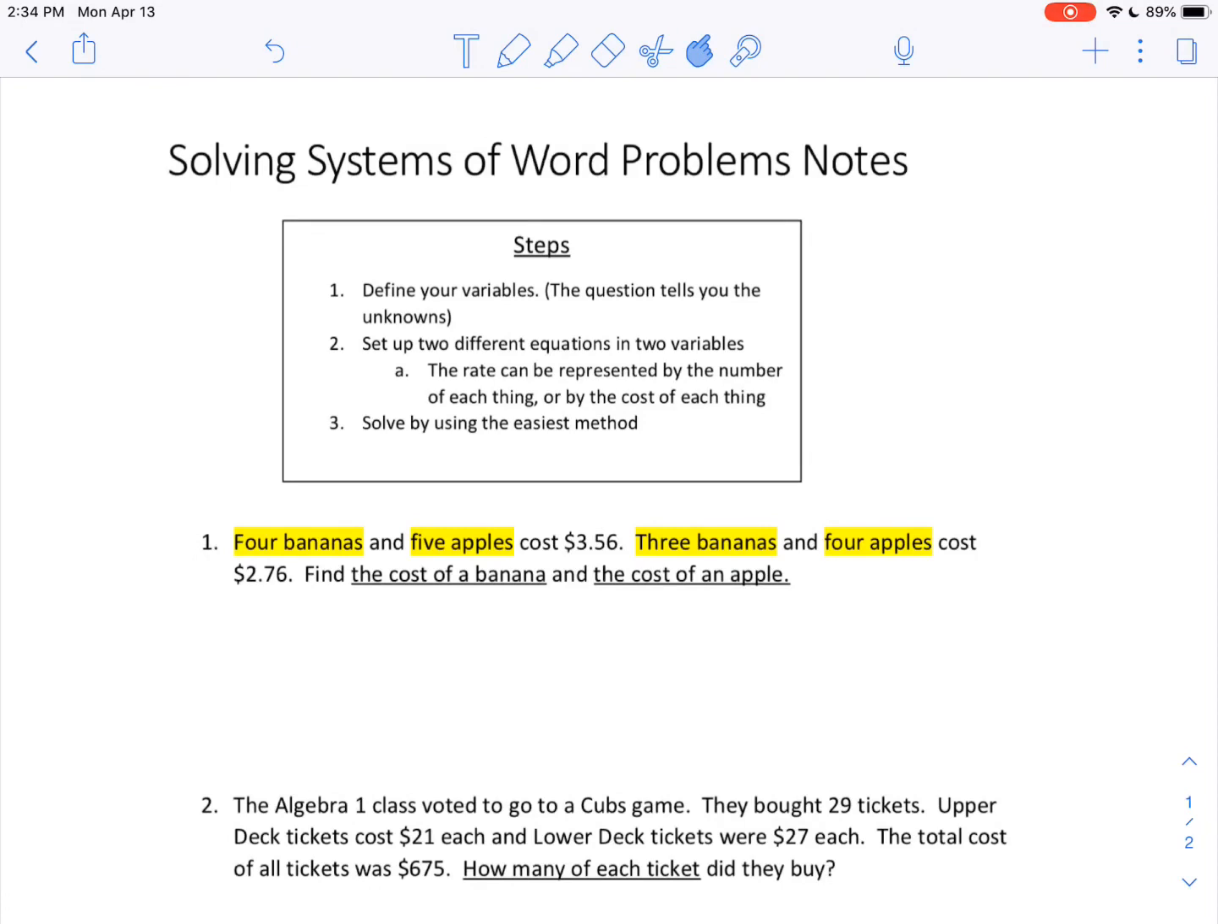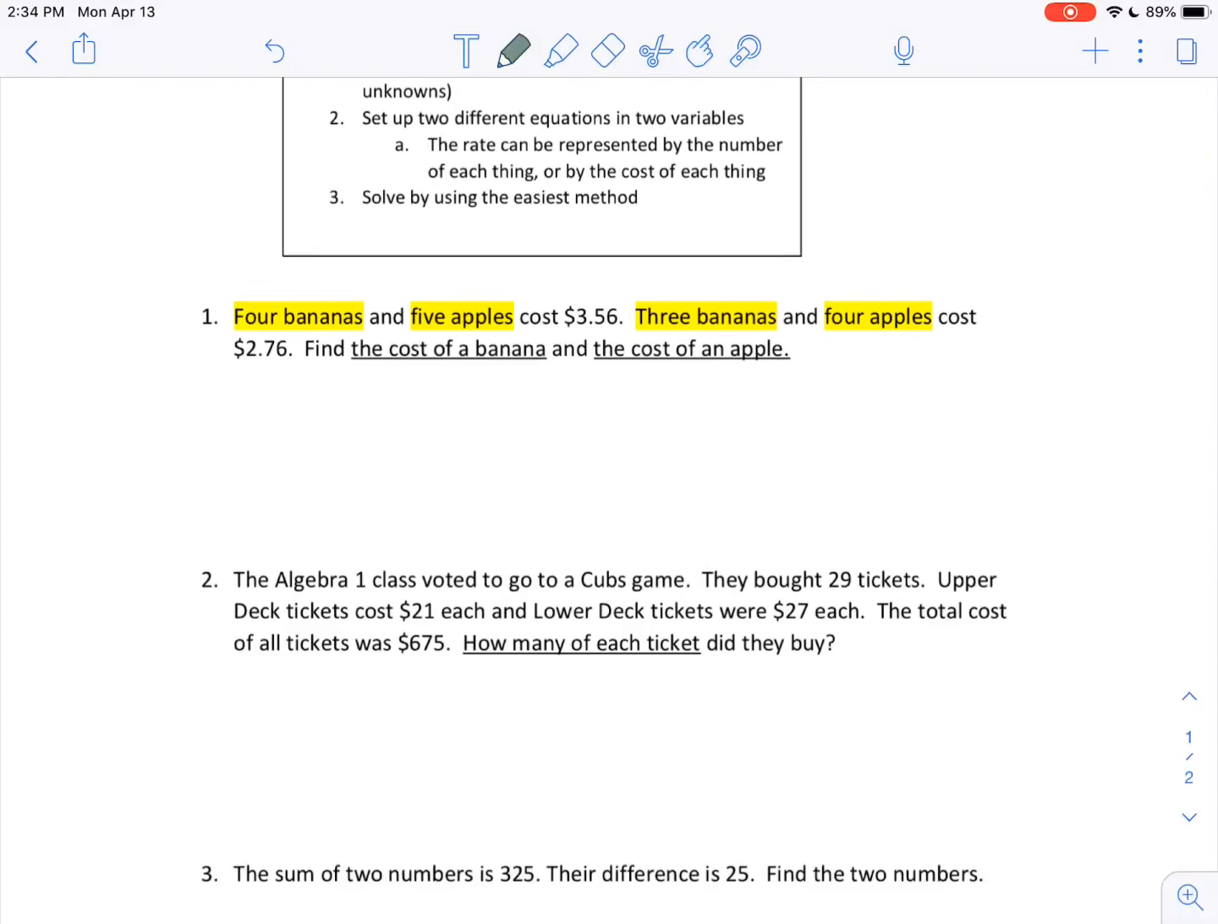Okay, so in number 1, it says 4 bananas and 5 apples cost $3.56. And then it says 3 bananas and 4 apples cost $2.76. Find the cost of each banana and the cost of an apple. So the question, or the very last sentence, is always going to tell you what your variables are. Okay, so I underlined it, the cost of a banana and the cost of an apple. Those are the two things we don't know that we're trying to figure out. So I'm going to make those two my variables.